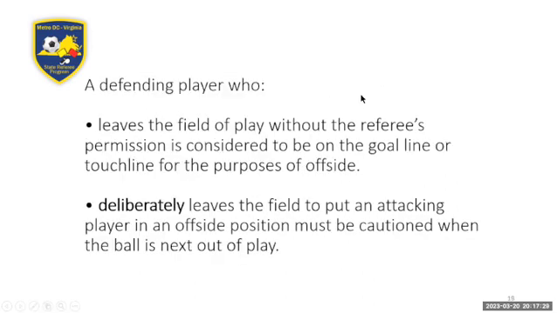A defending player who leaves the field of play without the referee's permission is considered to be on the goal line for the purposes of offside. So this first bullet is really intended to be a situation where somebody leaves the field during the run of play. Wet turf, a sliding challenge, something like that.